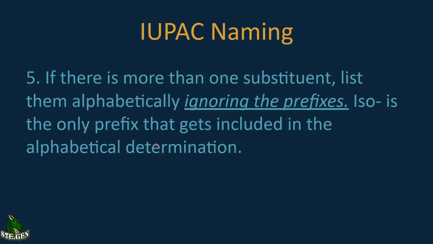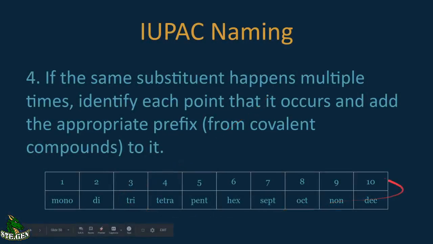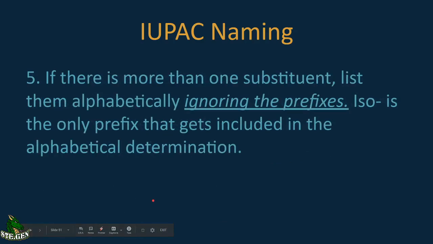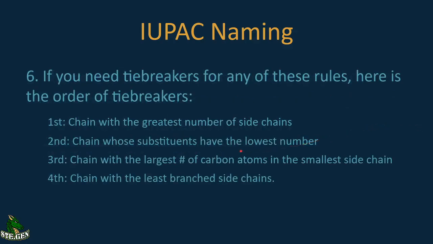Number 5, if there is more than one substituent, you list them alphabetically, ignoring the prefixes. So ignoring all of these, just what is the root of the type of substance that you're looking at. So iso is the only prefix that gets excluded in alphabetical determination, and we're not really going to work with iso. That's just going beyond what we are really going to care about for the class. Number 6, if you need tiebreakers for any of these rules, here is the order of the tiebreakers.